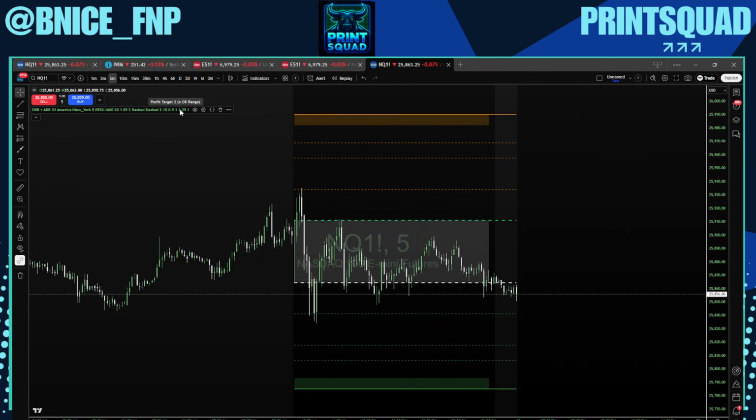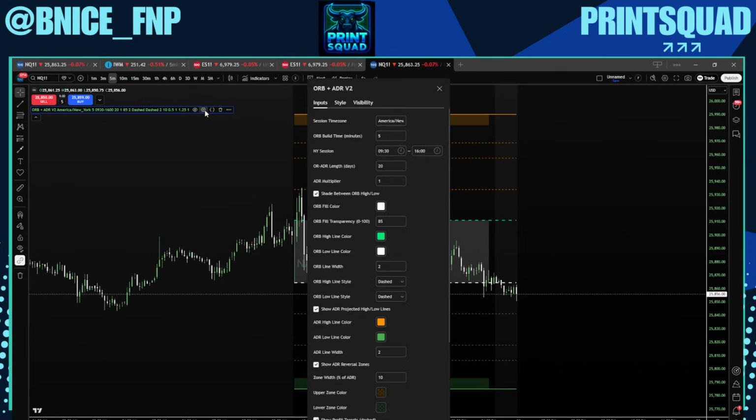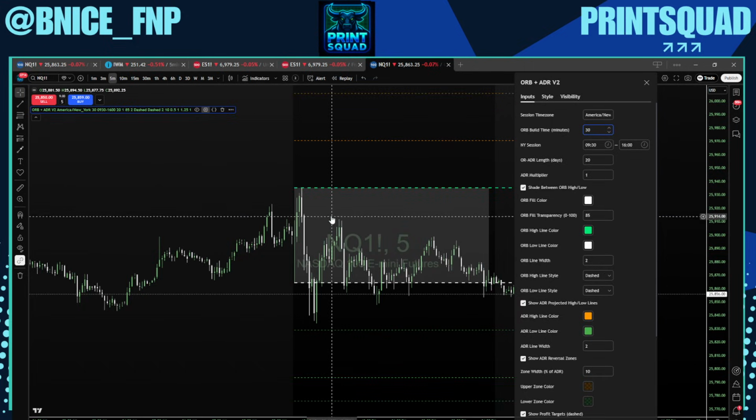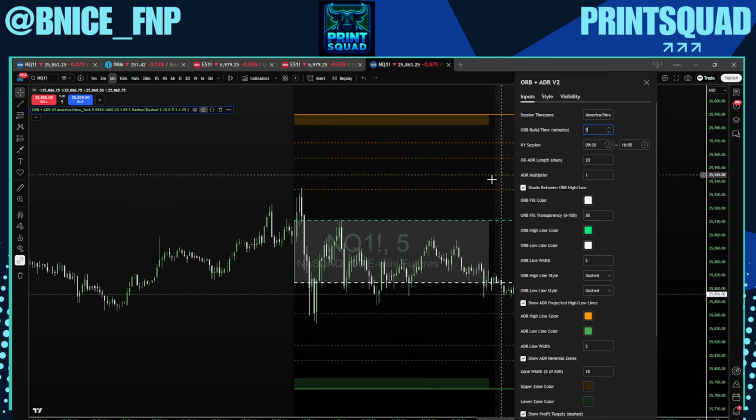So this is already preset with my settings, but what you want to do is go in and adjust the settings according to what you like. When trading indices, I like to keep my ORB at 5 minutes. That way I can see what's going to happen in the first 5 minutes. But if you want, you can change it to 15 minutes. As you can see, the levels will adjust. Or you can even make it a 30-minute ORB if that's something you want to do. But for the sake of this video, I will make it a 5-minute ORB.